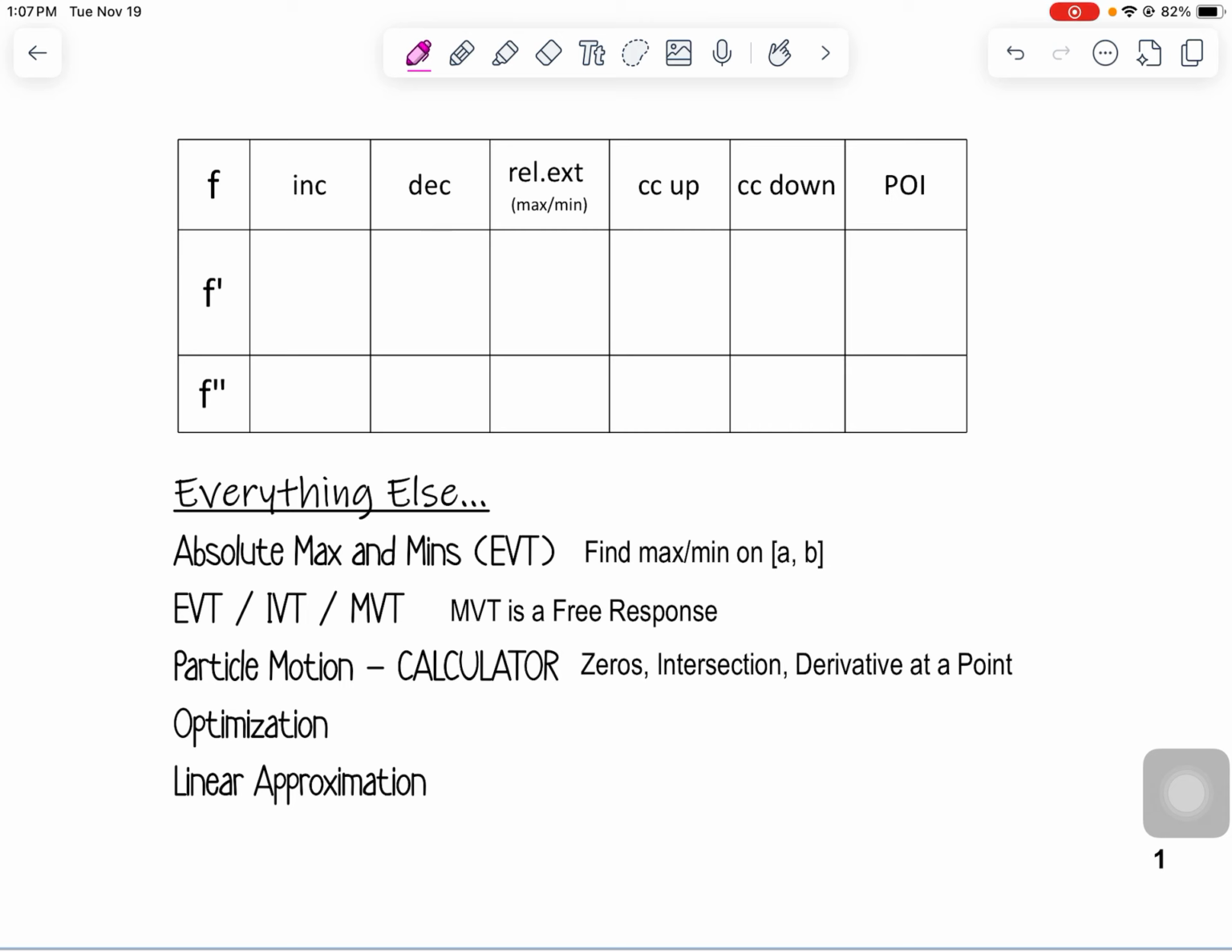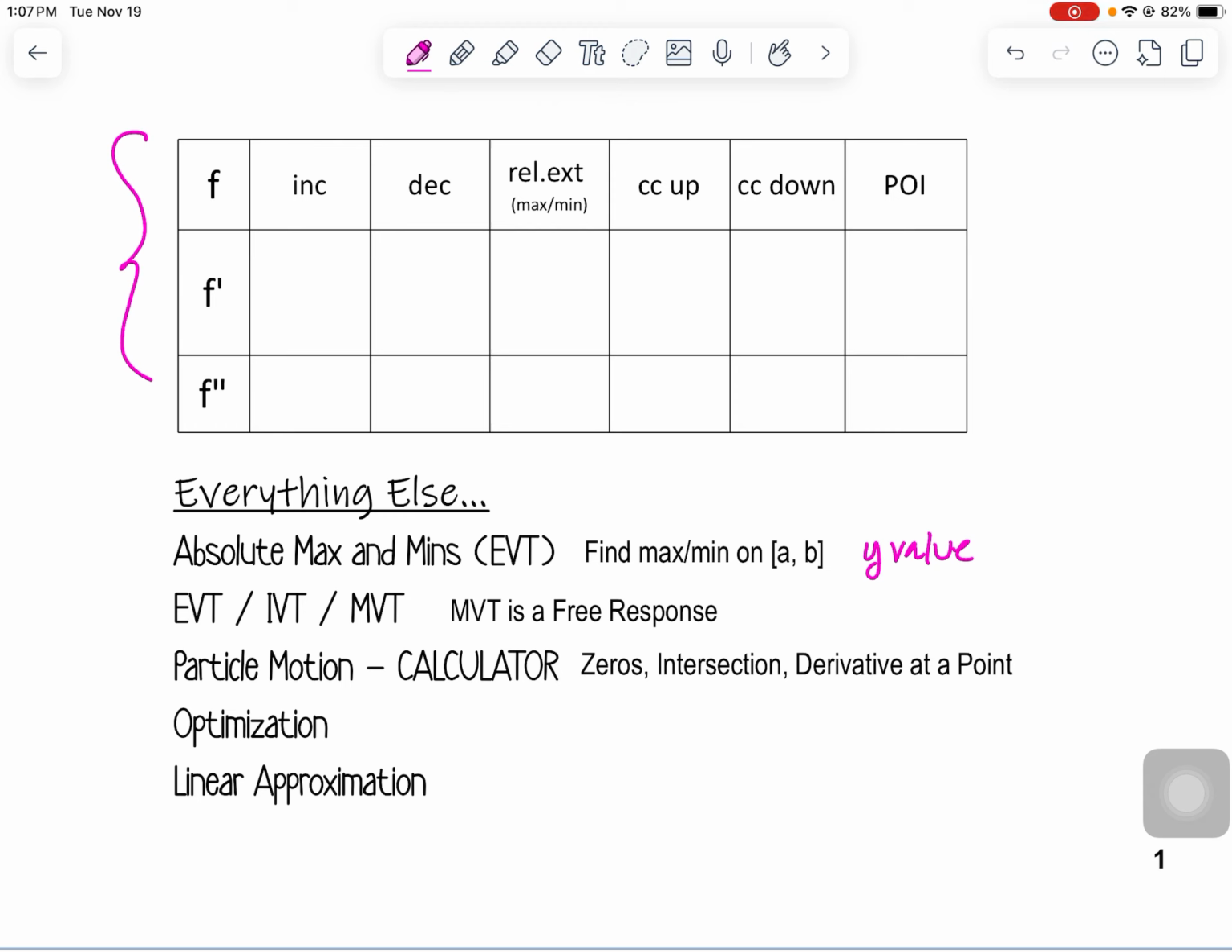So we have our chart where we're talking about the different graphs and how to find concavity and increasing and max and mins and all that. So this table represents probably about 50% of the test. Everything else is listed below. Max and mins, absolute max and mins, you're usually looking for the Y value.